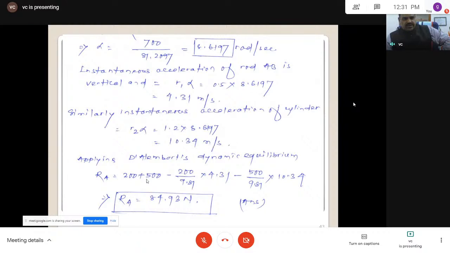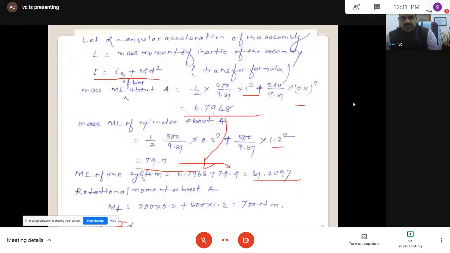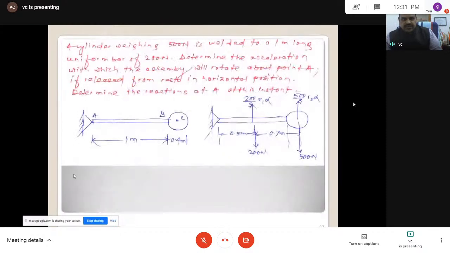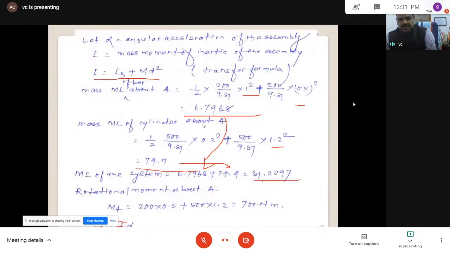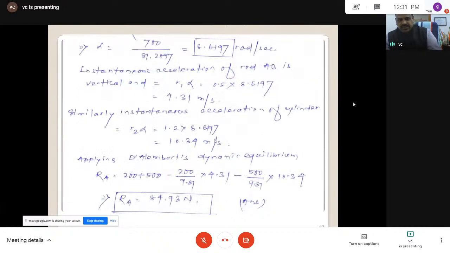Then find out the reactions. Applying D'Alembert's principle, the horizontal force is equal to the horizontal reaction, and the vertical reaction. You can find out the moment is equal to this 700, and now this is 200, 500, that reaction.